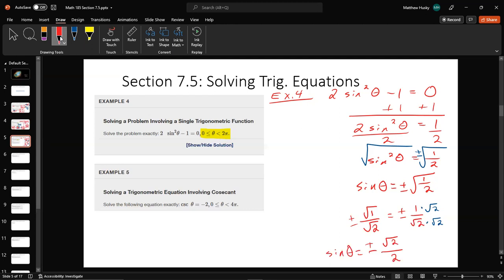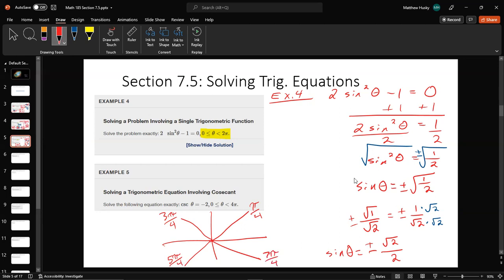Now we're ready to break out the unit circle and figure out where this would be. And so since you have both positive and negative, you're going to get basically all 4 possible quadrants here. You're going to have pi over 4, 3 pi over 4, 5 pi over 4, and 7 pi over 4.